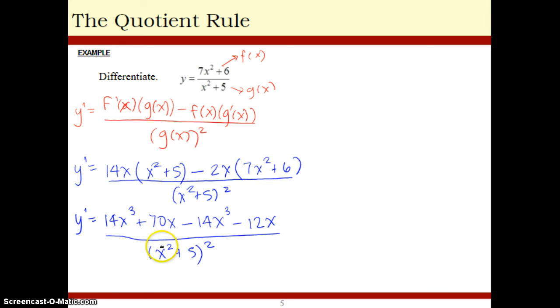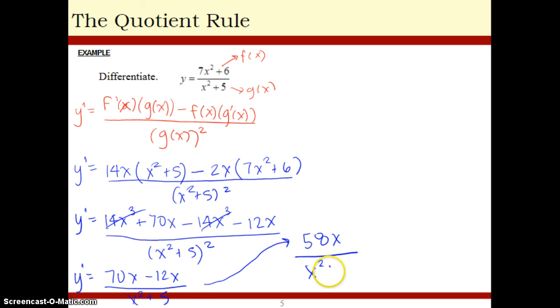One thing to note, the denominator, you don't ever really need to FOIL the denominator out. You want to keep the denominator factored because there is a small chance sometimes that you'll see the denominator can cancel with one of the factors that you get in the numerator. Okay, so let's continue to simplify here. We get y prime equals, the 14x cubes cancel, and so we get 70x minus 12x over x squared plus 5. If we simplify that again, we end up with 58x over x squared plus 5 squared.